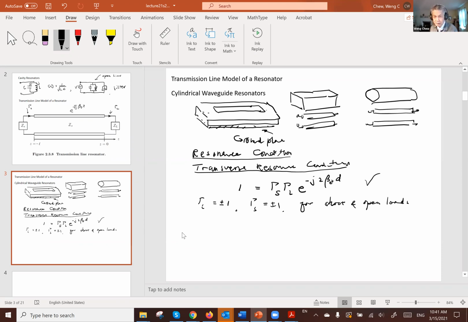Depending on the situation, we can have two cases. One is when the left-hand side is equal to 1, so 1 equals e to the minus j 2 beta z d. And the other case is when the left-hand side becomes minus 1. There are a few combinations. There are 4 combinations for the product of gamma S times gamma L, but only 2 equations come out. These are the 2 possibilities.